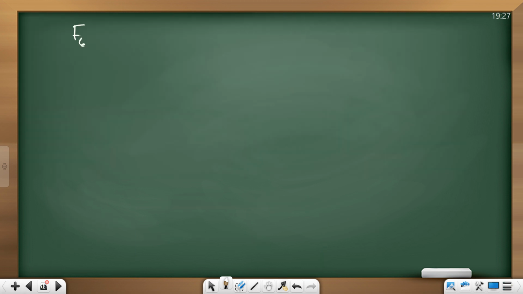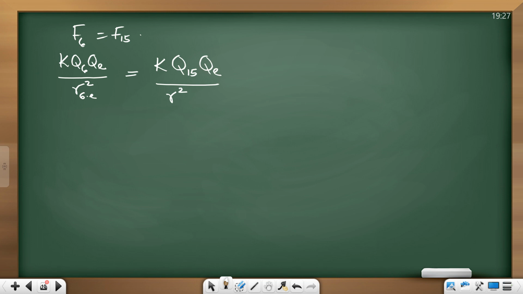So we said F of 6 will be equal to F of 15. K, Q of the 6, Q of the electron over R squared between the 6 and the electron. Equals K, Q of the 15, R squared between the 15 and the electron. That's all, my subscript is just for you to see.